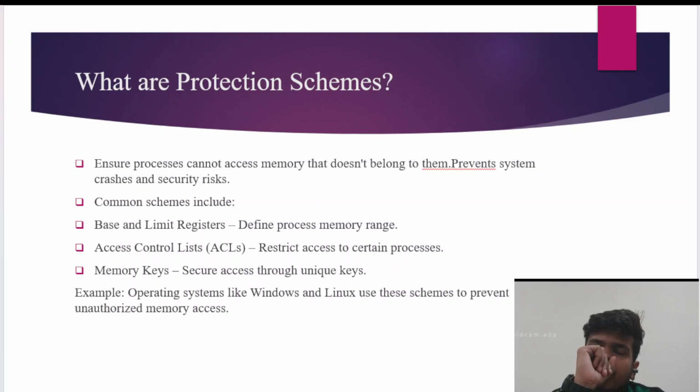For example, encryption keys, like those in WhatsApp chats, are used to unlock digital files on the internet. An example of this is that operating systems like Windows and Linux use these protection schemes to prevent unauthorized memory access and keep the system stable.